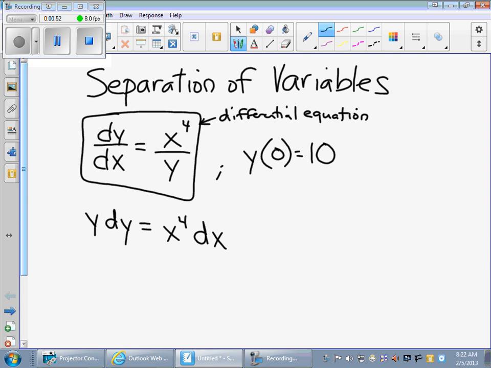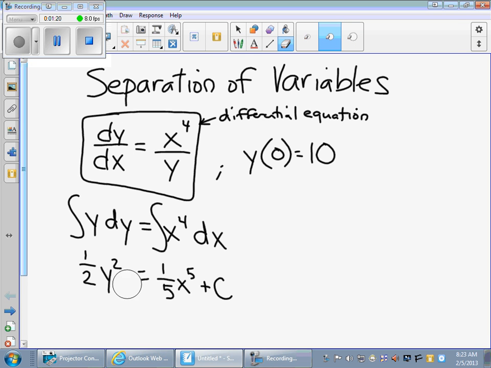Now that I got the y's on one side and the x's on the other, I'm going to go ahead and integrate both sides. So the antiderivative on the left is 1/2 y squared plus c, although I'm not going to write that down. And then over here I've got 1/5 x to the 5th plus c. So even though there would be a plus c on the left also, I'm just going to go ahead and subtract it to the right so that it disappears. And so really, over here, the c is like a different c, but it's okay.